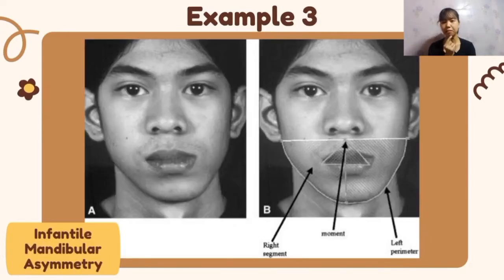Next is infantile mandibular asymmetry, also known as facial asymmetry, a naturally occurring phenomenon that is often due to differences in the mandibular dimensions of the right and left sides of the face. The point where normal asymmetry turns abnormal cannot be easily defined, and no standards exist by which a judgment of abnormality can be made. In short, this happens when the left and right side of the face are not symmetrical.